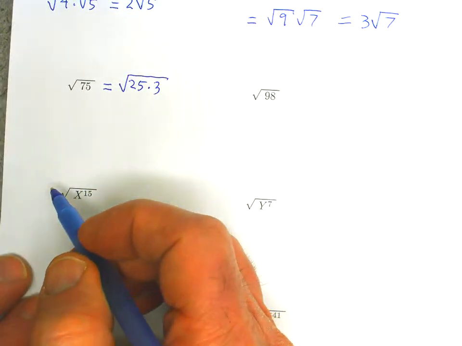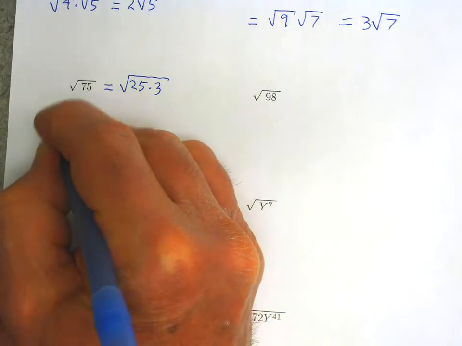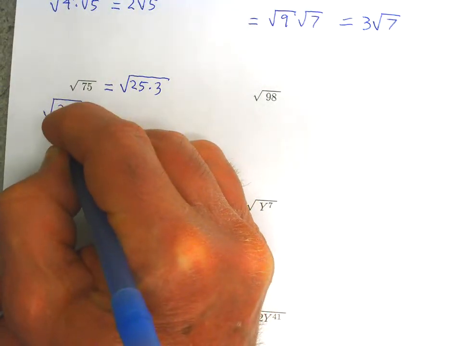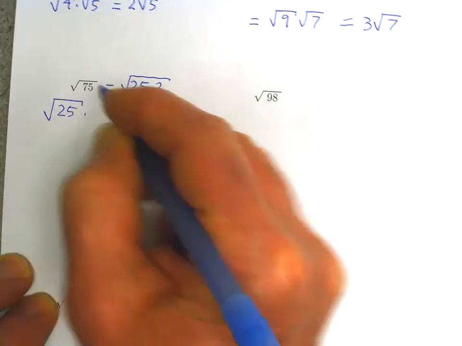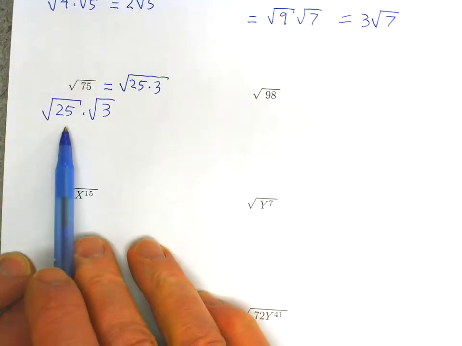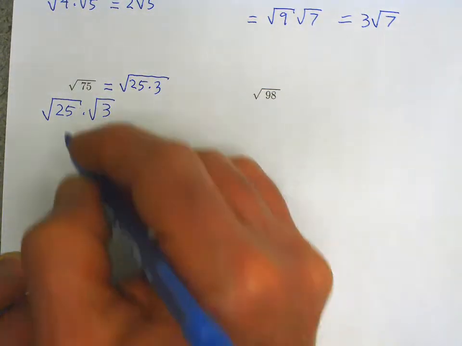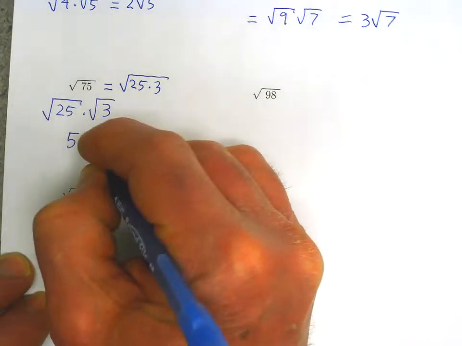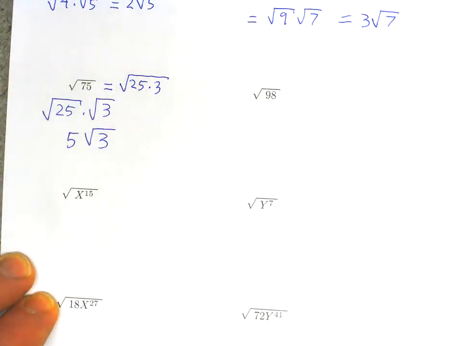And the square root of 25 times 3, using the product property of radicals, is the square root of 25 times the square root of 3. And then the square root of 25 is 5, so our simplified result is 5 times the square root of 3.